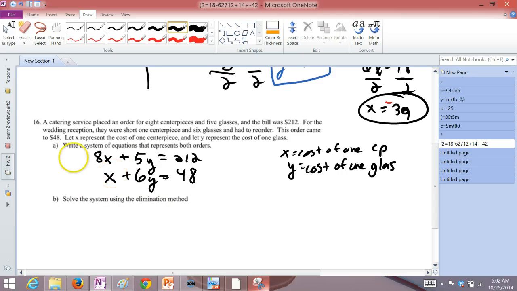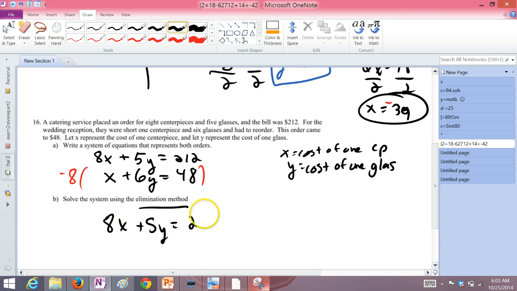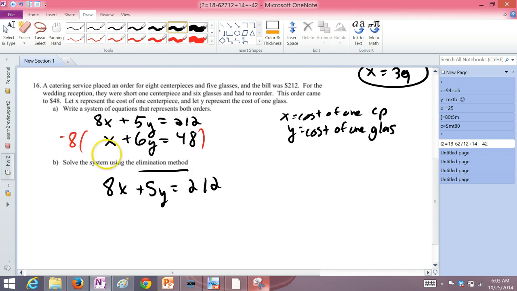So there is your system of equations. They want you to solve it using the elimination method. Take the second equation and multiply it by -8. In doing so, you'll be set up so that your 8's cancel. 8x and minus 8x cancel out. Let me write the first equation over again. And let's multiply by -8 here. So we get -8x minus 48y.